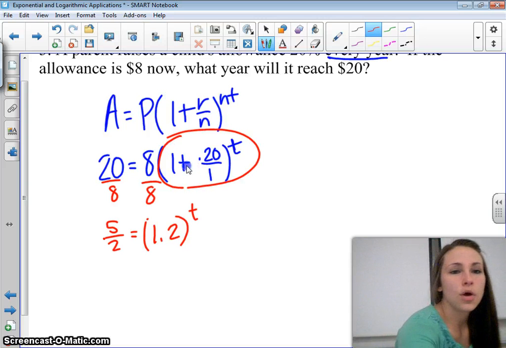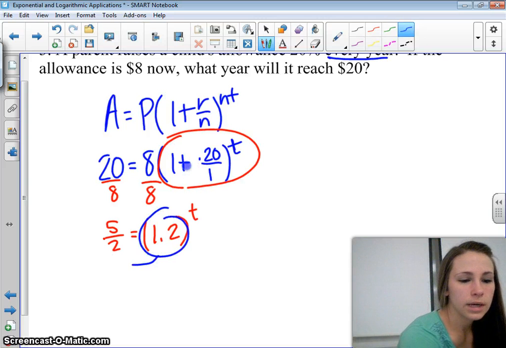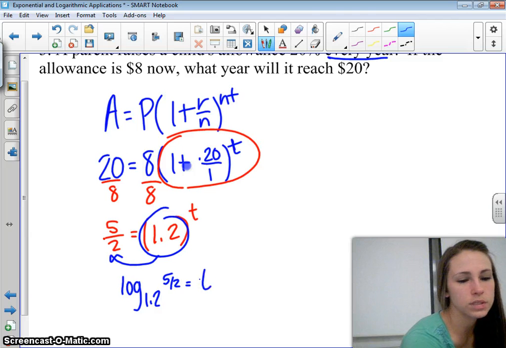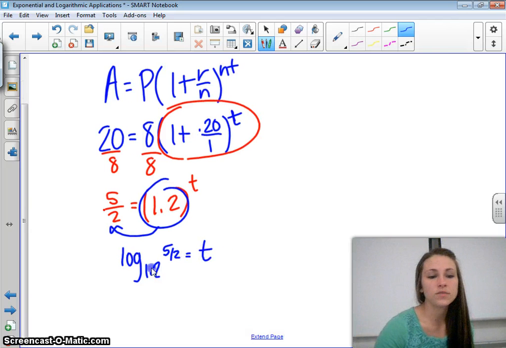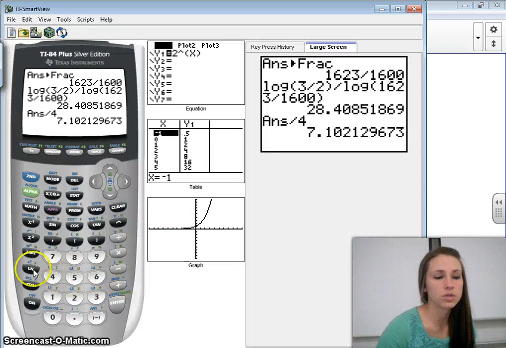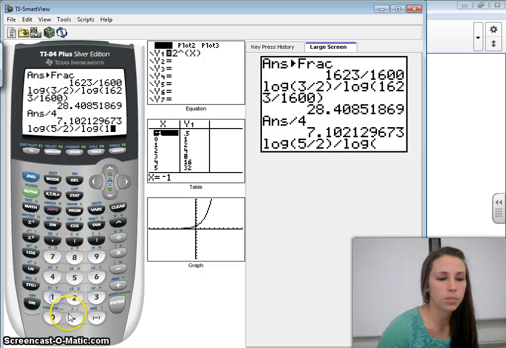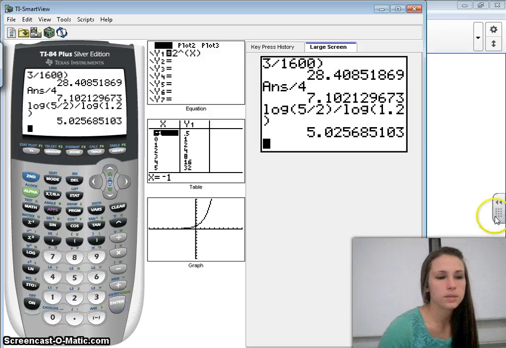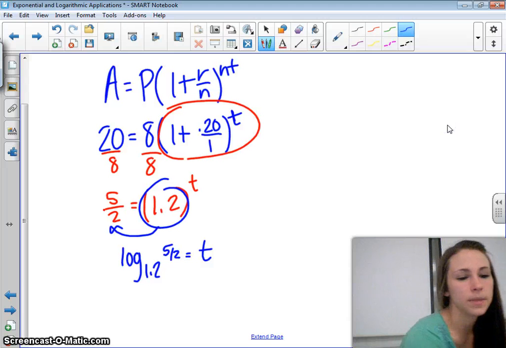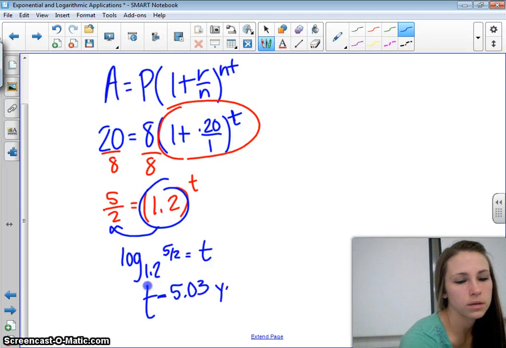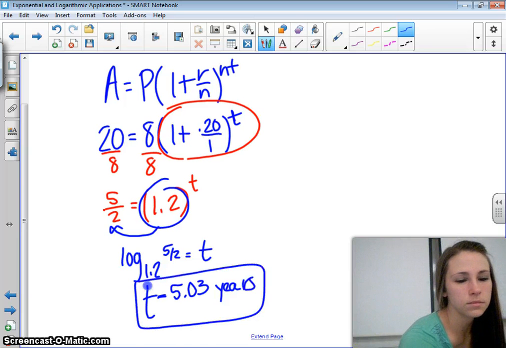And so then I'm going to do shell snail, just like I did, write this as a log. So this would be log base 1.2 of 5 over 2 equals t. And to solve this one, all I have to do is log tall divided by log small. So log of 5 over 2 divided by log of 1.2, I would round this to 2 decimals, so 5.03. T equals 5.03 years.